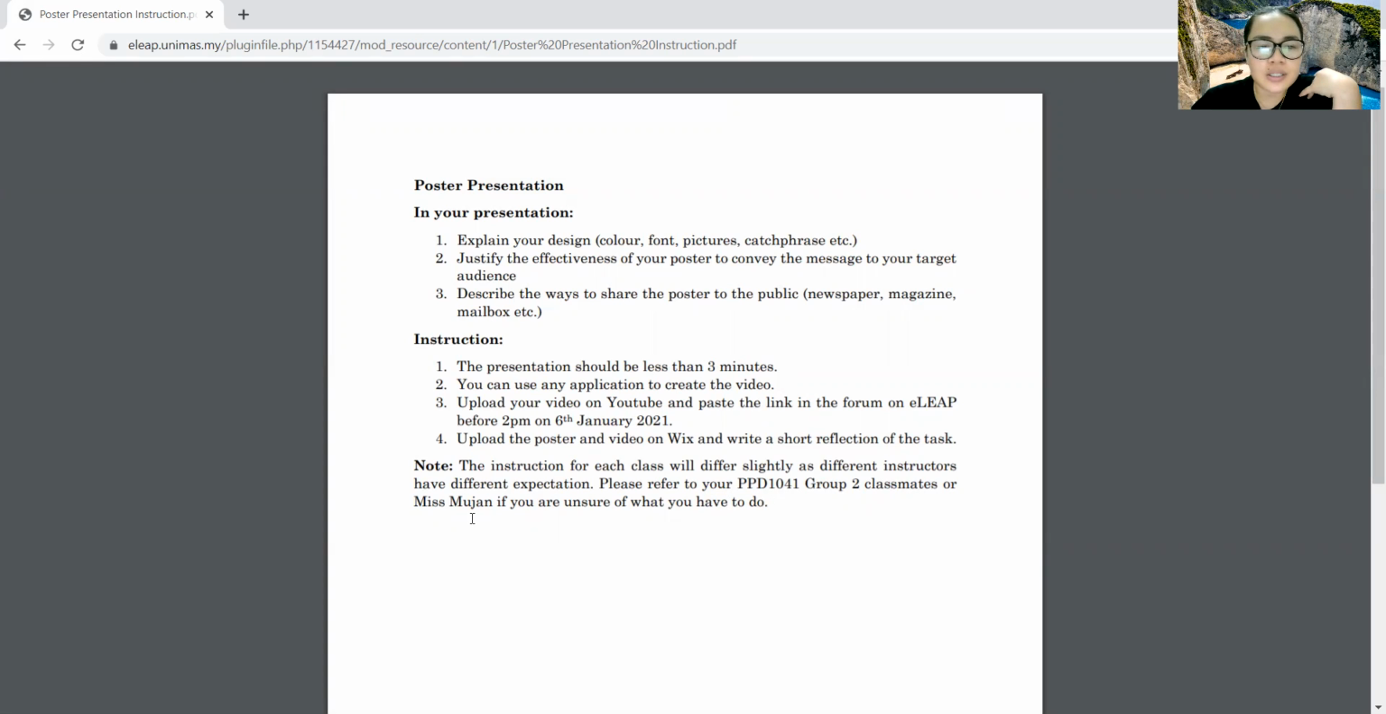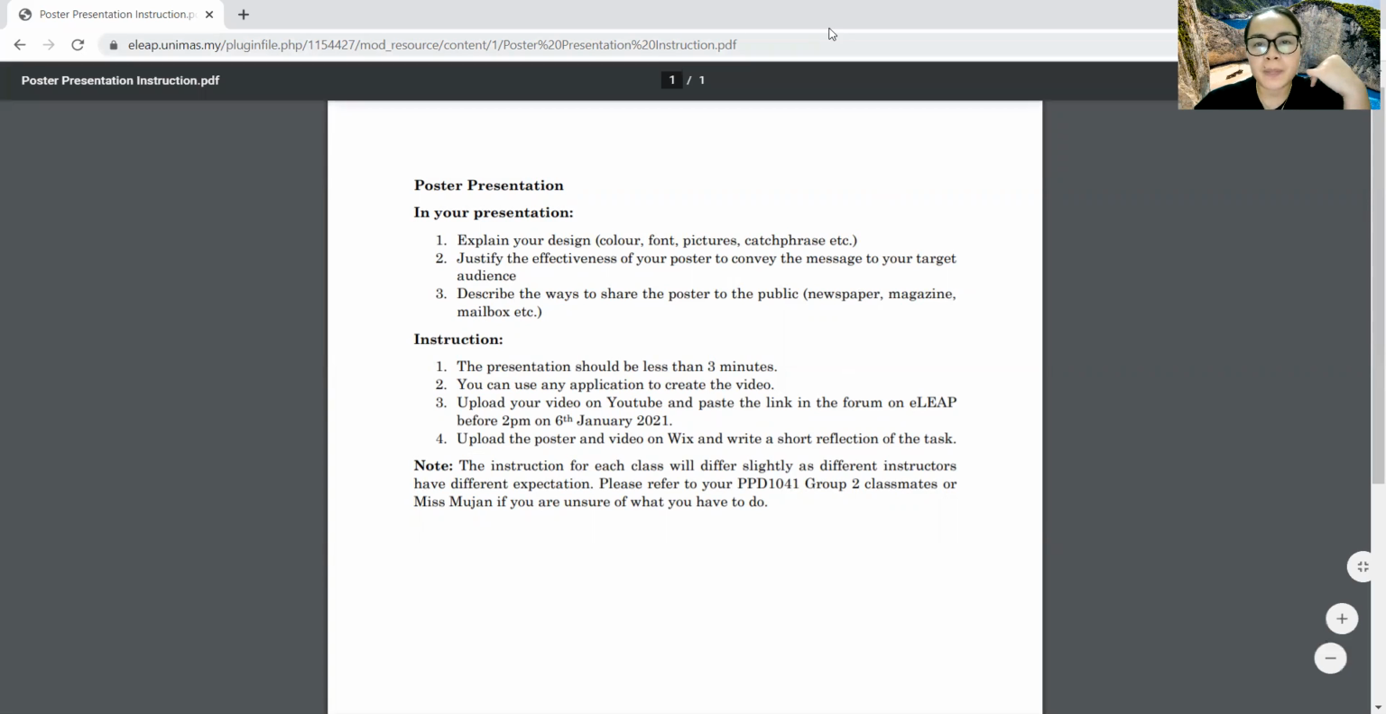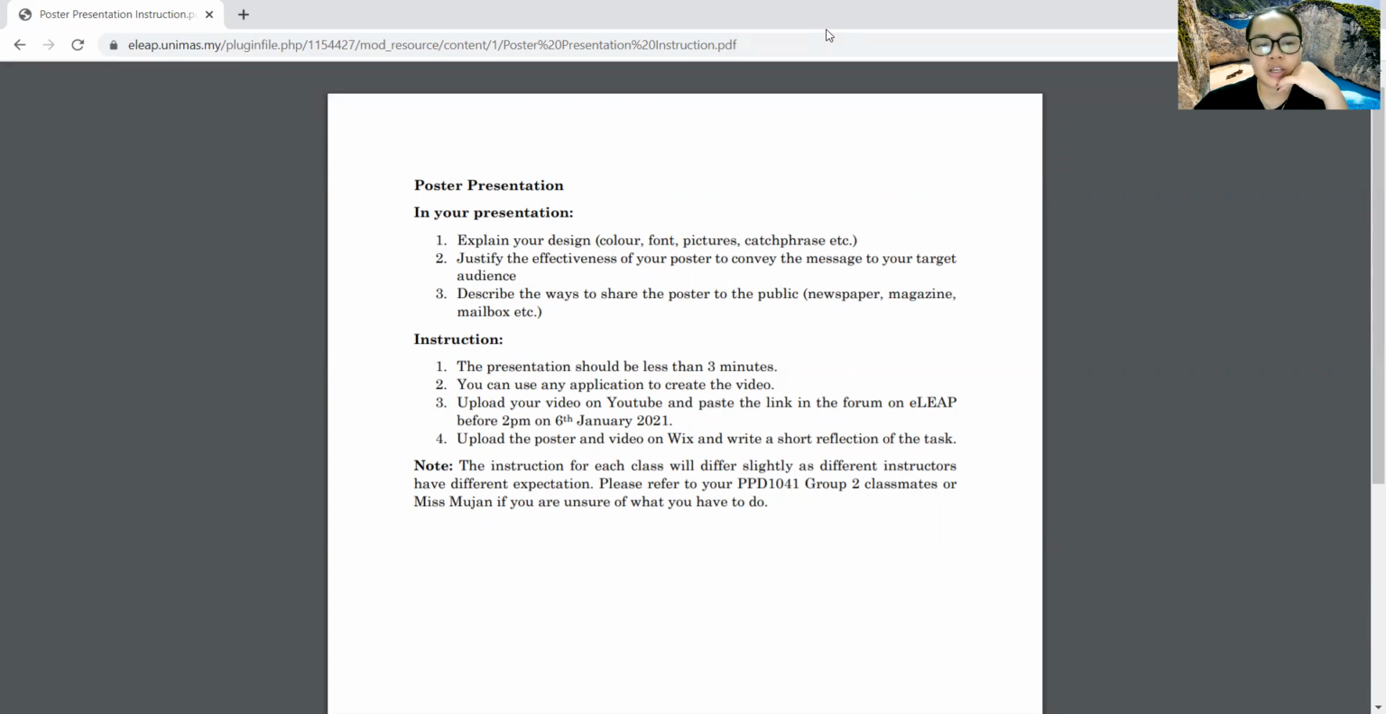Okay, so as you can see from the note here, each instructor is actually allowed to change the instructions a little bit. So these are my changes. If you're unclear, you should ask me or your classmates, not friends from the other class, because their lecturer might ask them to do something slightly different. If you have any question, you can ask on Telegram, and I'll answer you there.